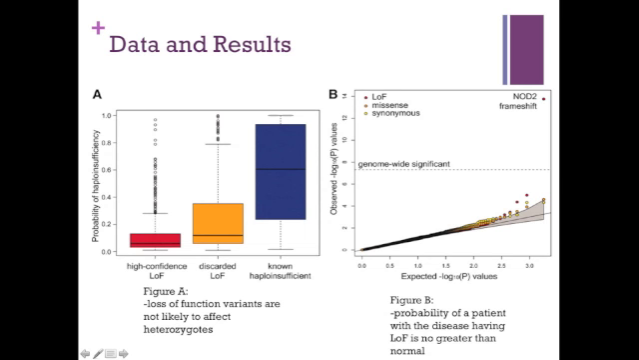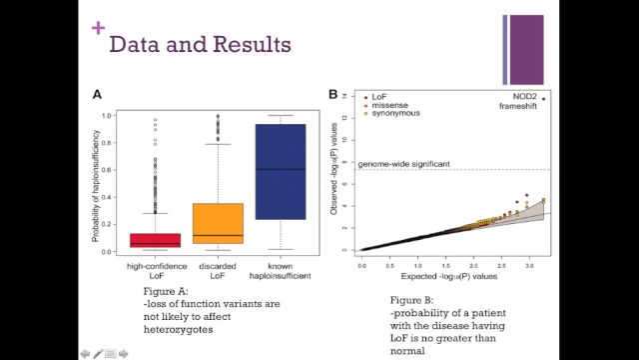Figure A shows that disease-causing loss-of-function variants are not likely to affect heterozygotes. In the sample population tested, there were loss-of-function variants found on heterozygous genes. However, the genes that they were found on were non-essential.